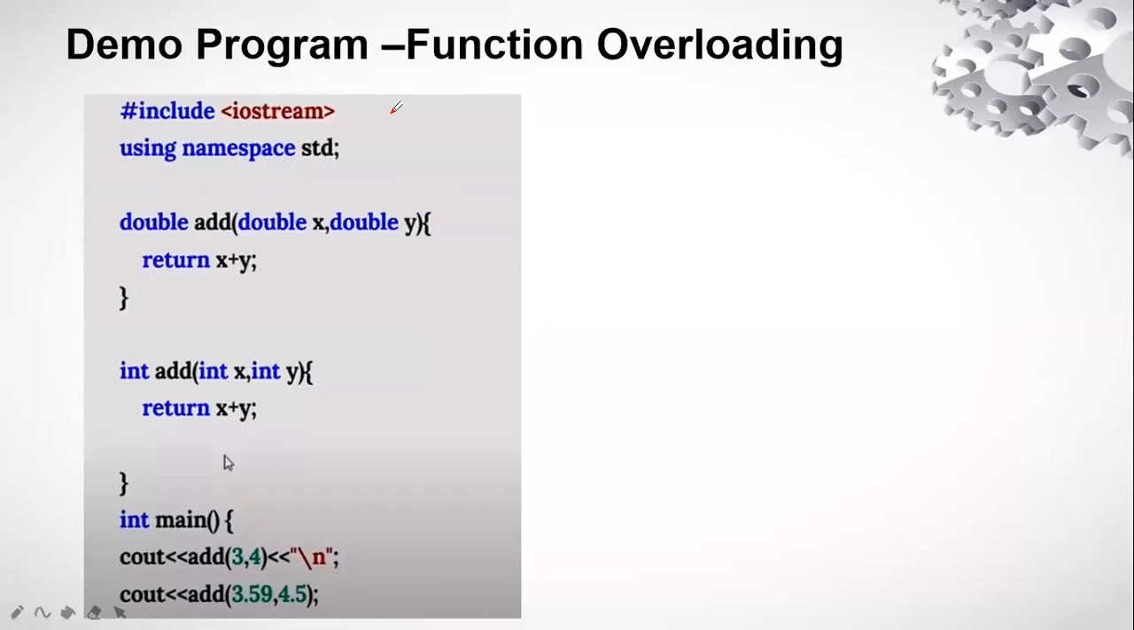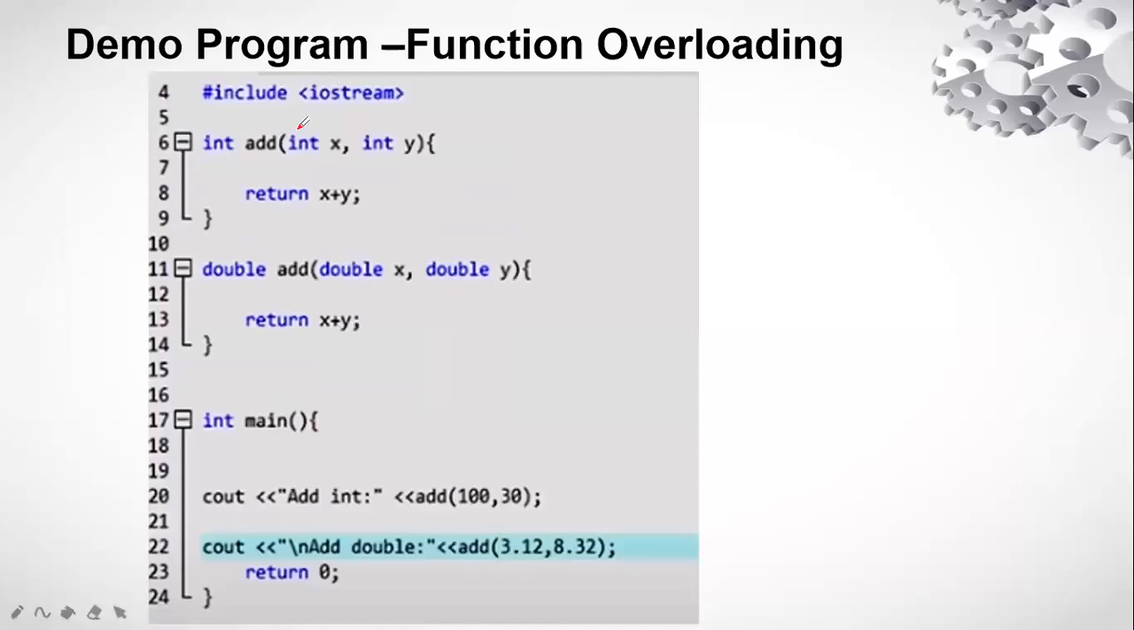Now let's see how the function overloading program works. I can define it here only. See, include iostream. I have defined the function here as int add. This is one function, int add, int x, int y. And I'm going to write return x plus y, semicolon, and curly braces. This is the first function with the name add, with the data type integer.